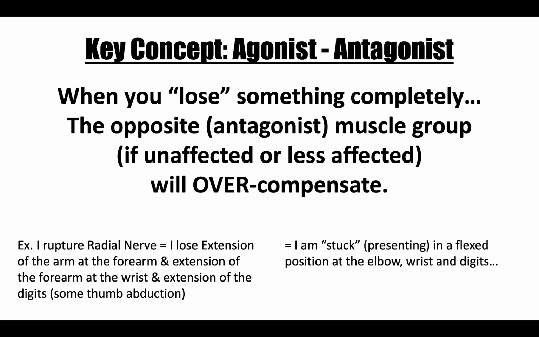Overcompensation occurs mainly during ruptures and avulsions because damage is variable. It will matter to what degree the nerve was damaged to determine how much overcompensation will occur. And now, we are ready to discuss upper and lower brachial plexus injuries.